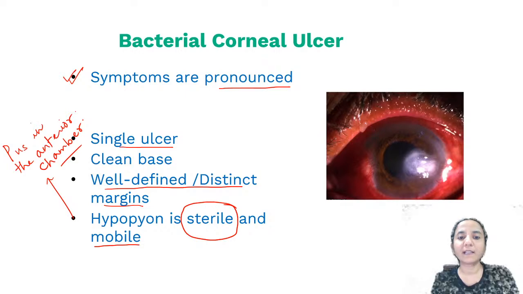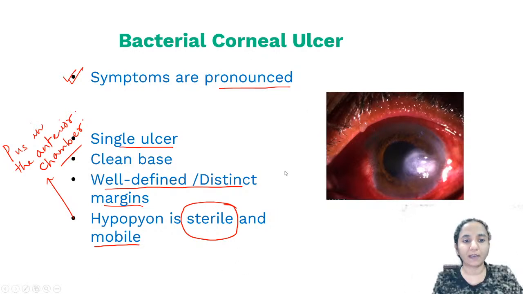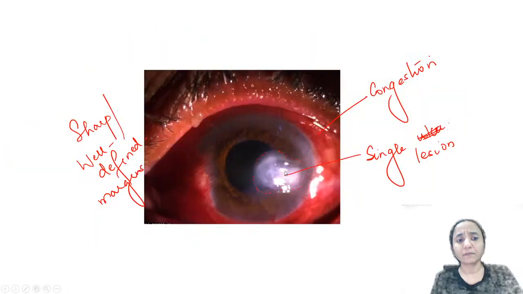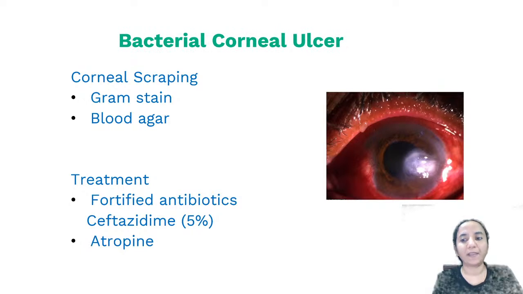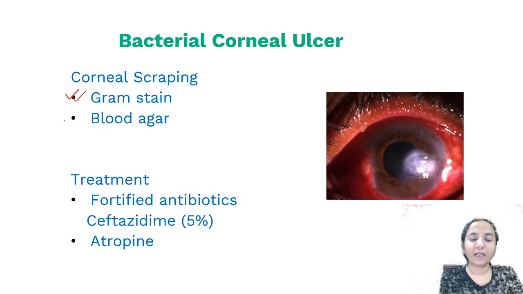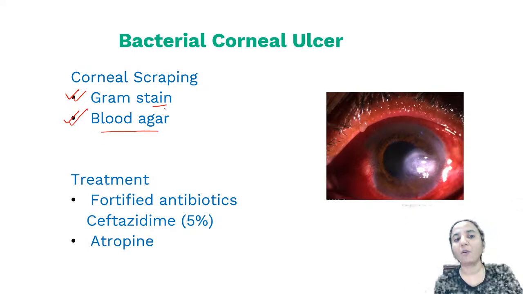So from this clinical picture, if we make a provisional diagnosis of bacterial corneal ulcer, how do you confirm it? We confirm it by corneal scraping. You scrape the ulcer, and if you suspect it is bacterial, you will obviously ask for gram stain, and if you want a culture, you will ask for culture in blood agar to find out the organism. This is for confirmation of your diagnosis.